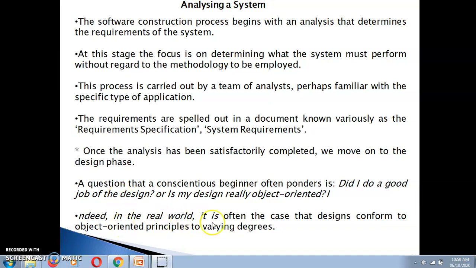Indeed, in the real world, it is often the case that designs conform to object oriented principles to varying degrees. So with object oriented principles of different degrees, that is with different combinations also, you are able to develop.